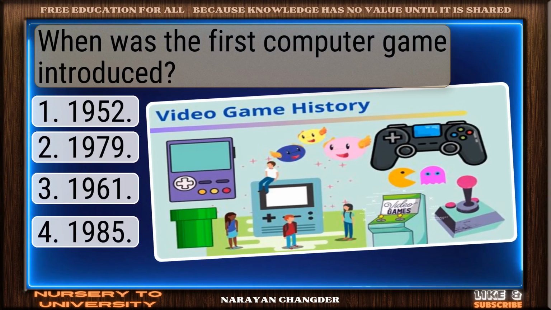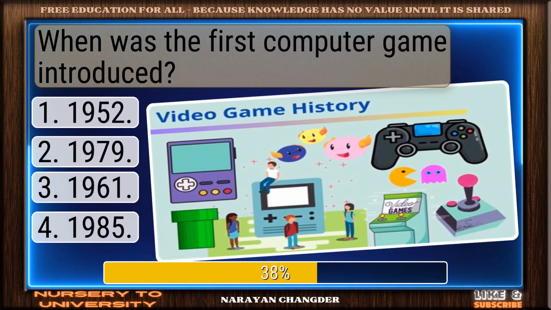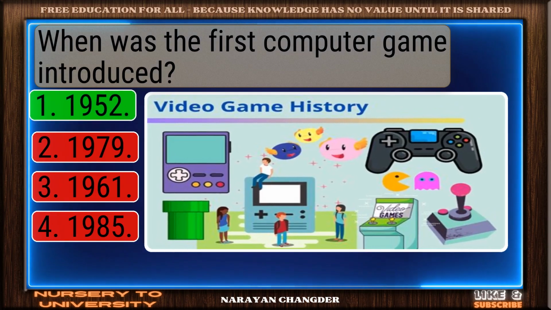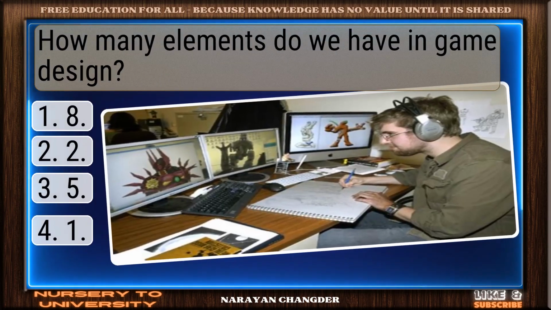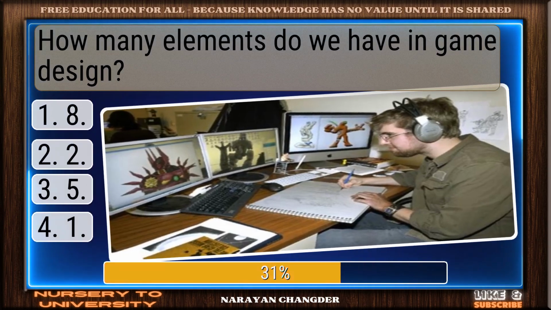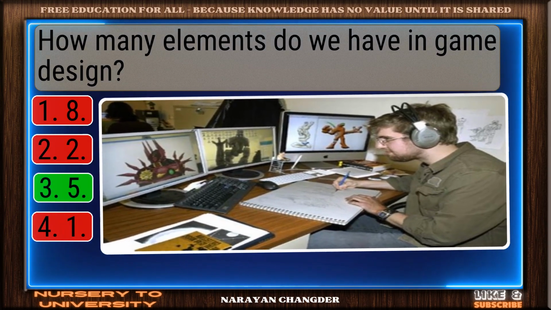Question number 35. When was the first computer game introduced? Well done. 1952 is the right choice. Question number 36. How many elements do we have in game design? On track. 5 is the correct answer.